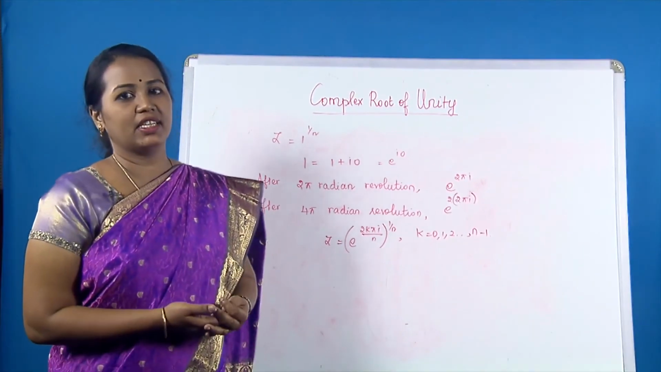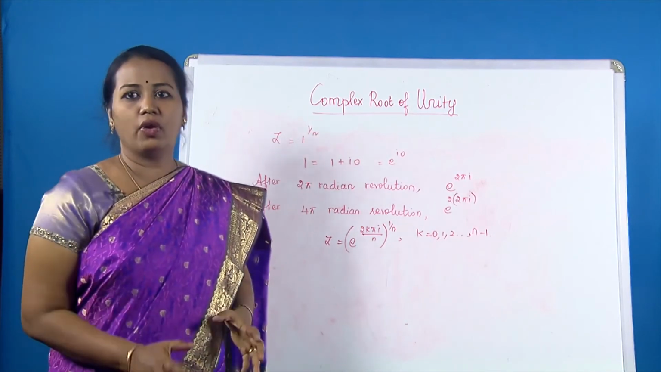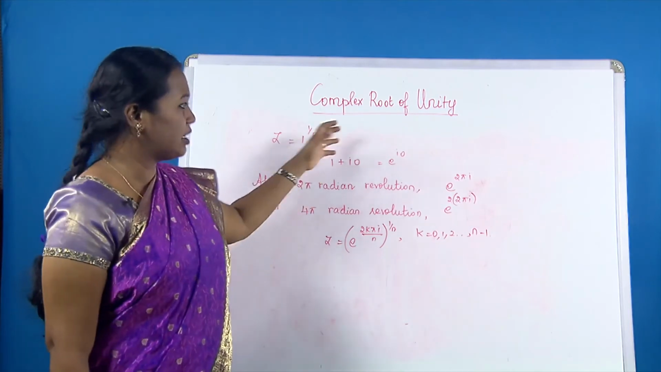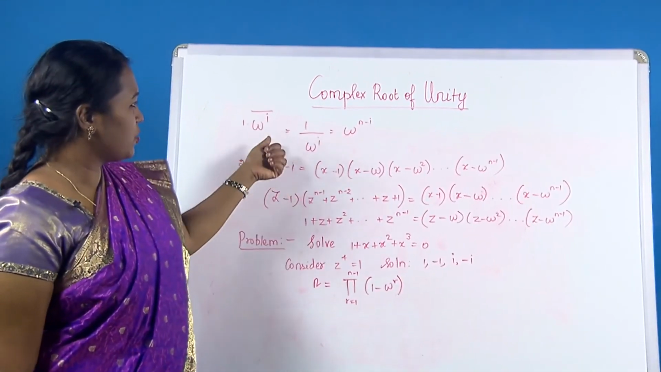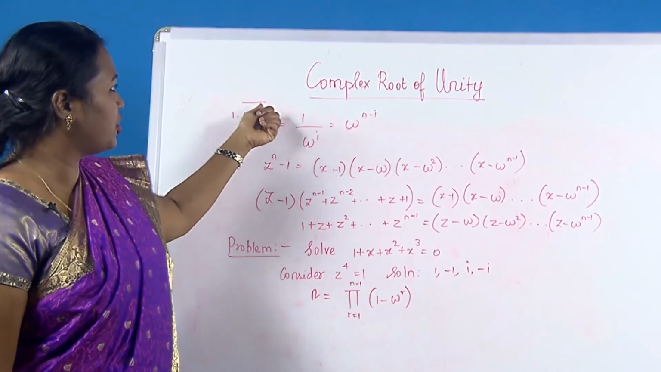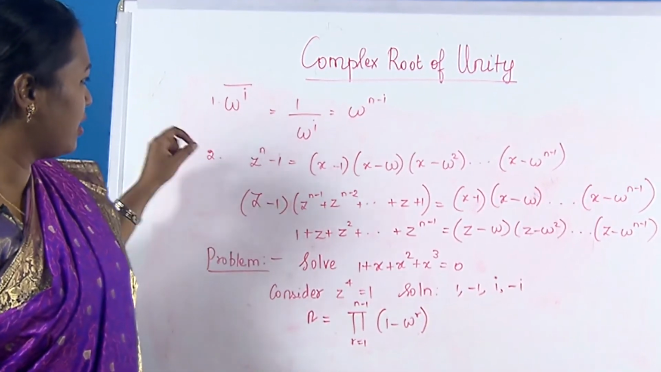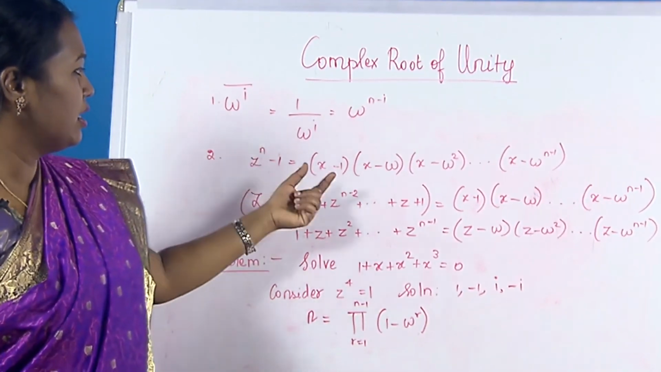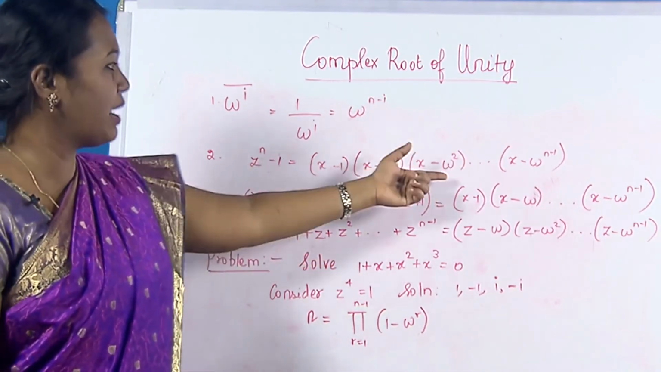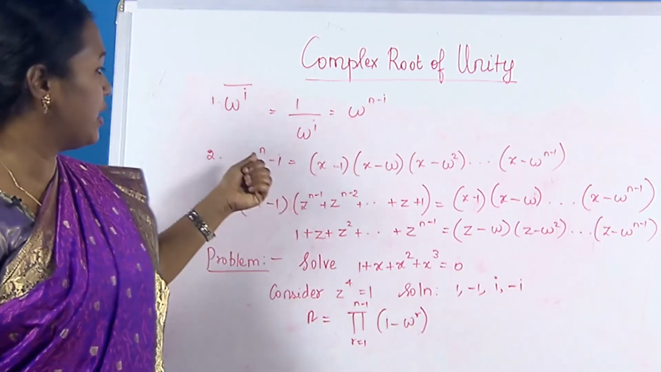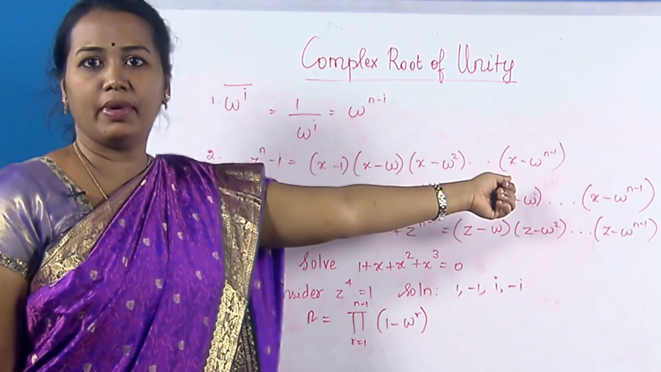The point of this exercise is to show that all the roots of 1 power 1 by n, the complex roots of unity, lie on the unit circle, and the period also changes depending on the value of n. Now these are some of the important things to note about this. So omega power I conjugate is equal to 1 by omega power I, which is equal to omega power n minus I. The second note is Z power n minus 1 can be written as x minus 1, x minus omega, x minus omega squared. We can write it in this manner because we know that the roots of Z power n minus 1 equal to 0 are 1, omega, omega squared, and so on up to omega power n minus 1.